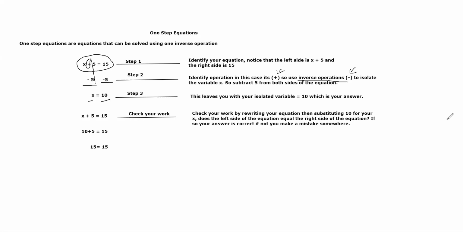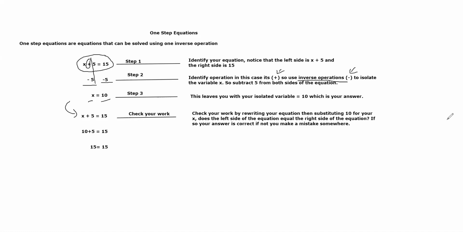I'm going to check my work now, right? We moved on to this part where I just rewrite the equation. If I'm not sure if I did this right, all I have to do is take my answer, which is x is equal to 10, replace or substitute my x with 10 and see if it still makes sense, right? Check your work by rewriting your equation, then substituting 10 for your x. Does the left side of the equation equal the right side of the equation? If so, your answer is correct. If not, you made a mistake.